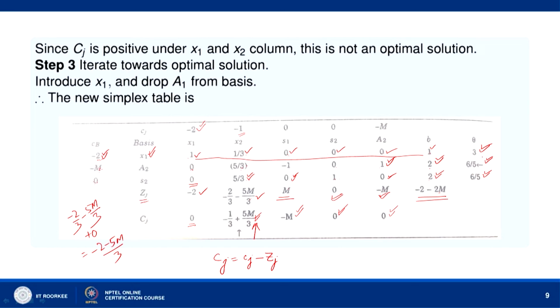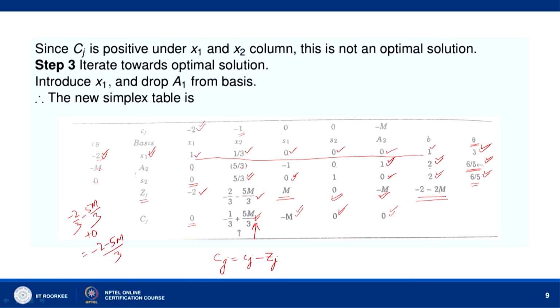Now, we see that we have to find the value in the column corresponding to theta, which is the minimum. But 6 by 5 and 6 by 5, there is a tie here. These two values are both equal and they are less than 3. So, which row will we take as the key row?